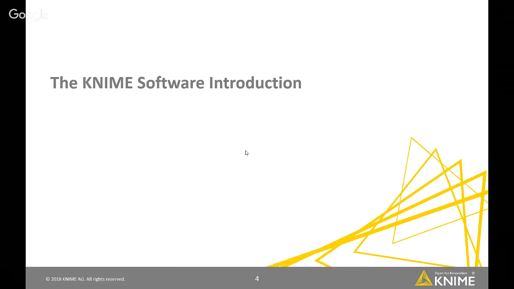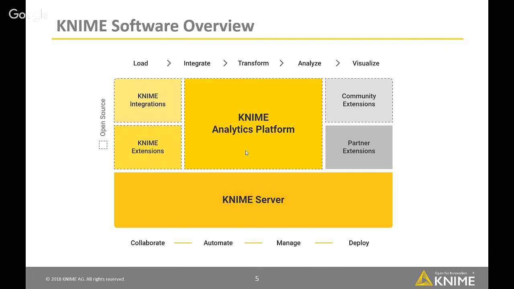So let's start with the KNIME software and what our products are. You can see in the middle, we have the KNIME Analytics platform, which is our flagship product, which allows you to not only analyze the data, but also load, integrate, transform, and visualize it. As part of the analytics platform, we have KNIME extensions that are supported and provided by KNIME, as well as integrations. Additional extensions are provided by our trusted community. And as you can see, all of these dotted lines mean that it is open source. So it's an open source platform. You can download the analytics platform today, start using it for your own use or for your company.